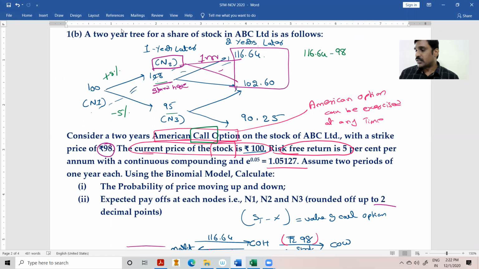A 1 year gap is there. So after 1 year, I'm getting 15.55. But what is the value at N2? I have to discount it. This is one of the areas where students make mistakes. They directly take 15.55. But 15.55 is the value 1 year after N2.